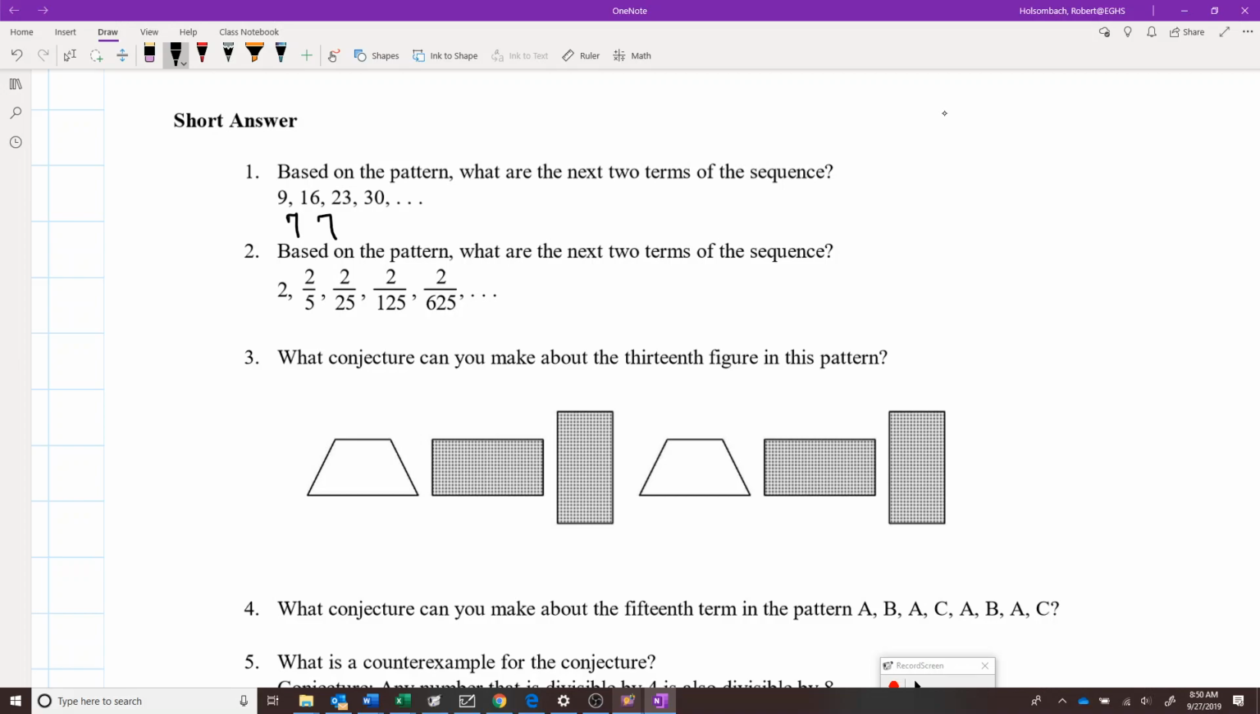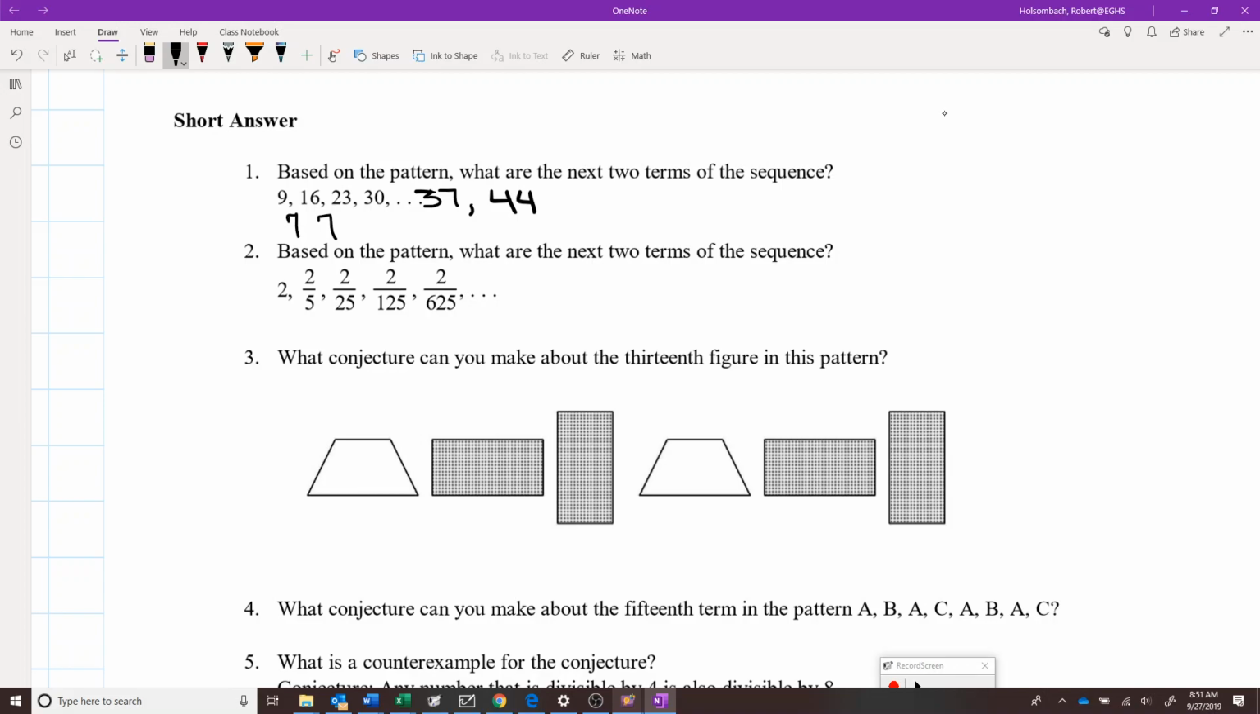So let's take 30 plus 7, which would be 37. And then 37 plus 7 would be 44. So there are the next 2 terms in your sequence. And problem number 2 on the short answer: based on the pattern, what are the next 2 terms of the sequence?